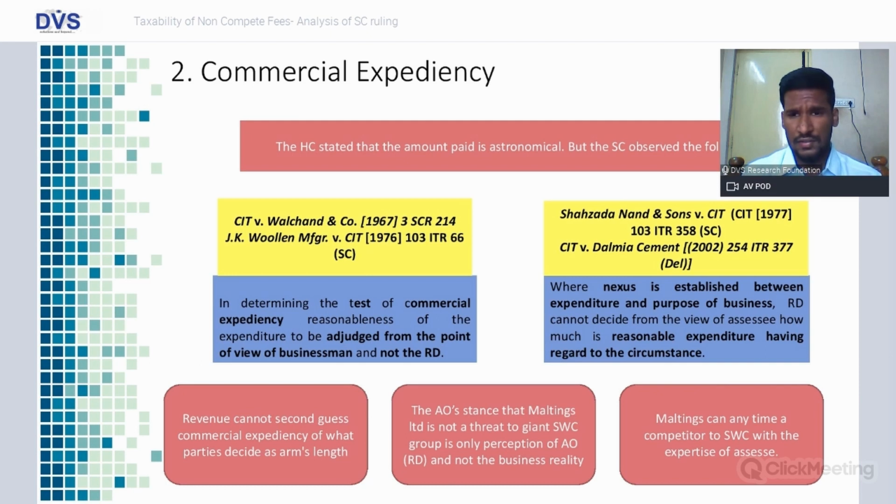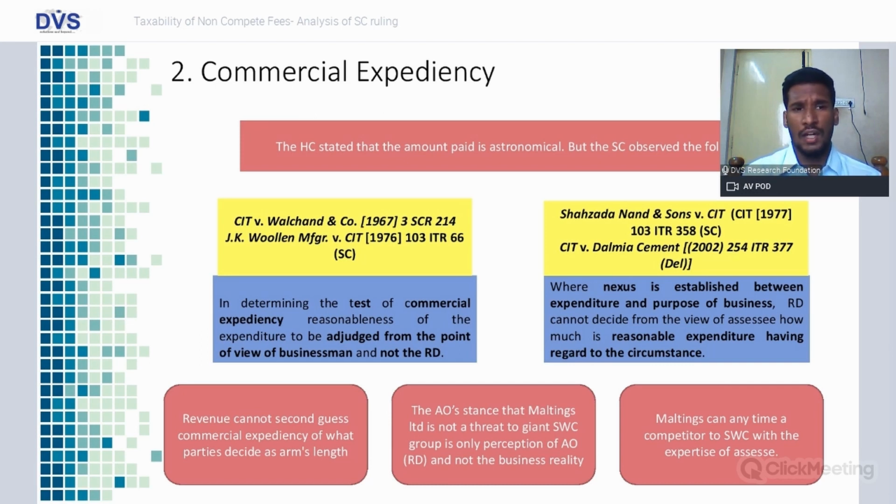Supreme Court clearly said that what is astronomical or not has to be seen from the point of view of the business and not from the point of view of the revenue. Revenue cannot second guess the commercial expediency of what parties decide as arm's length. And the AO stands that Maltings Limited is not a threat to giant SWC. It's only the perception of the AO. It's nowhere the perception of a business reality.